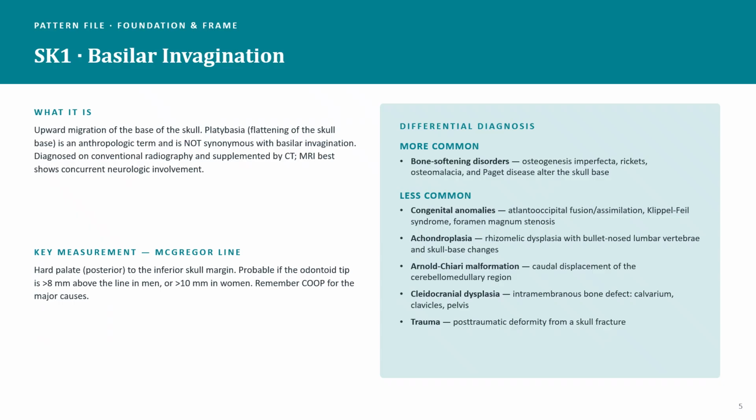Now we're going to look at some of the case files that will kind of show us some of the skull patterns that we might be interested in or that we might see on a patient's image. The first skull pattern is basilar invagination. Again, it's an upward migration of the skull base. So we're talking about the C1, C2 area. The odontoid is actually sitting higher than it should be.